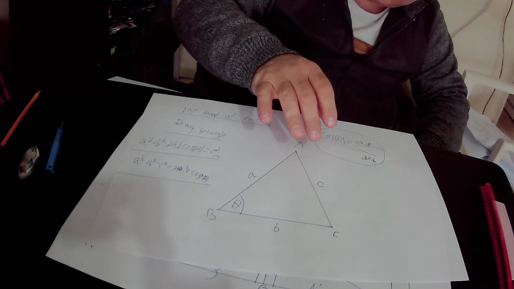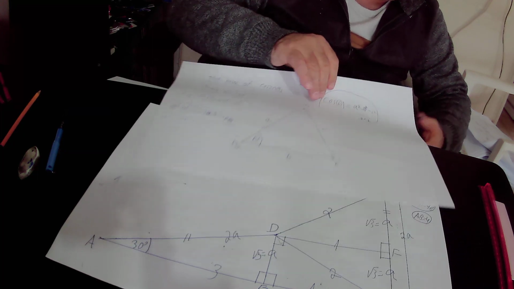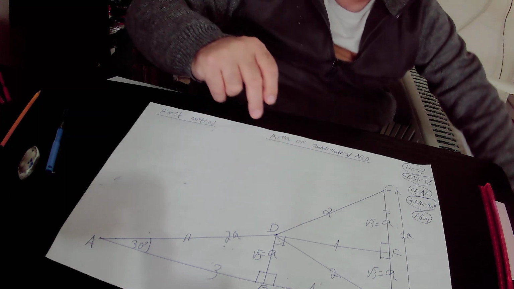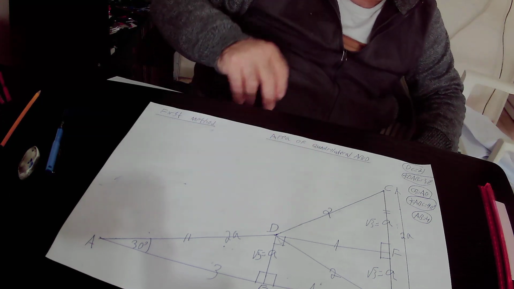We implemented the law of cosines in our triangle, triangle DAB. So I copied triangle DAB again on a new page, and we implemented the law of cosines in this triangle.